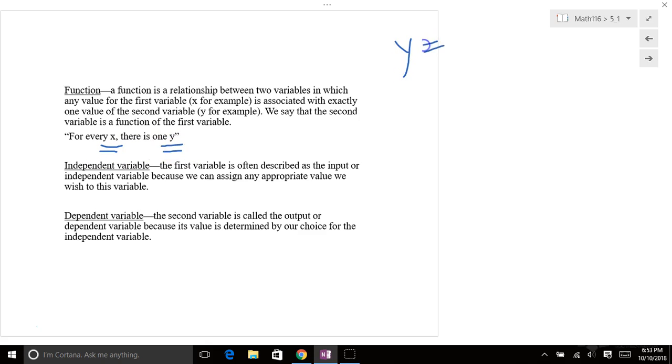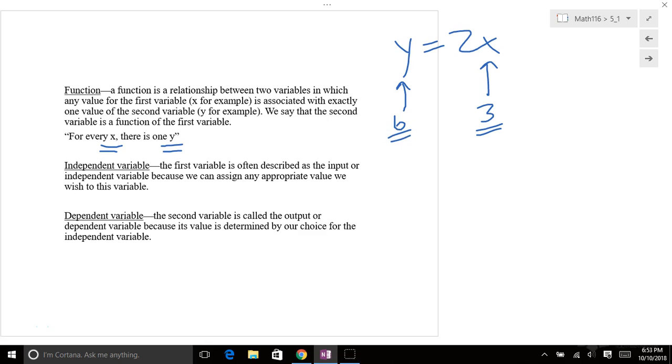So for example, this is a function. For every input, it doesn't matter what you put in for x here. If you put in the number 3, 2 times 3 is 6, you'll have one output, and the output is 6. Right? So for every input, for every one that you put in, there's only one that comes out. For every x, there's only one y.